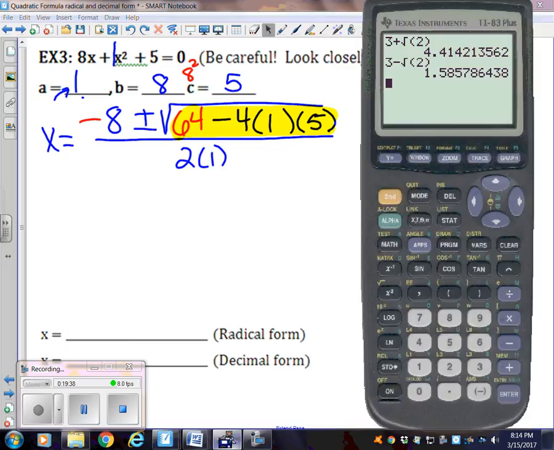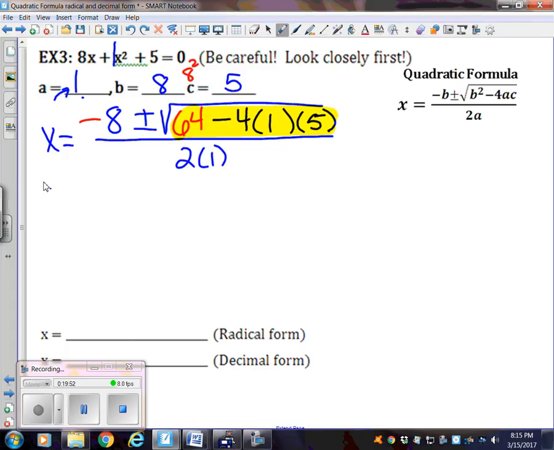So here I go. Clear out the old stuff. 64 minus 4 times 1 times 5. All right, 44. So now I can simplify this. X equals negative 8 plus or minus the square root of 44 over 2. Now, what we need to do is focus on the square root of 44.